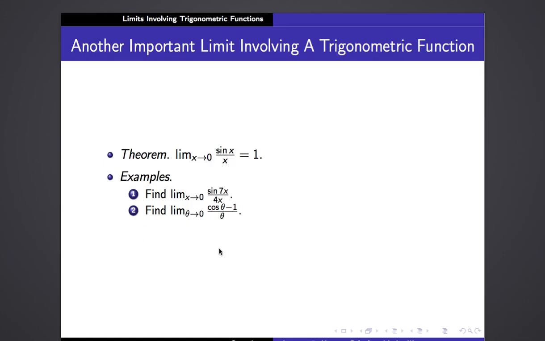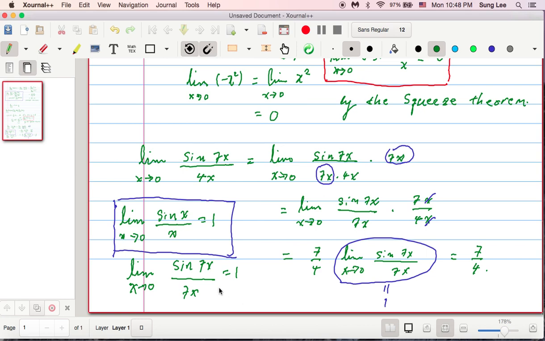So now let us take a look at the next example. Find the limit of cosine theta minus 1 over theta when theta goes to 0. Okay, right. So let us talk about that. I'm going back to my notepad. I'm out of space, so I'm going to move to the next page.